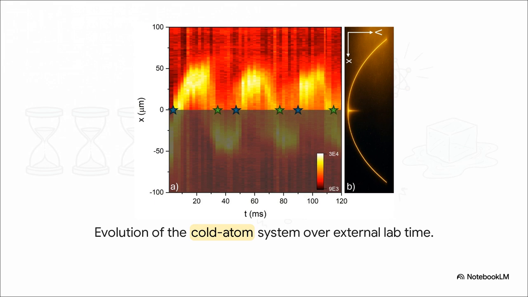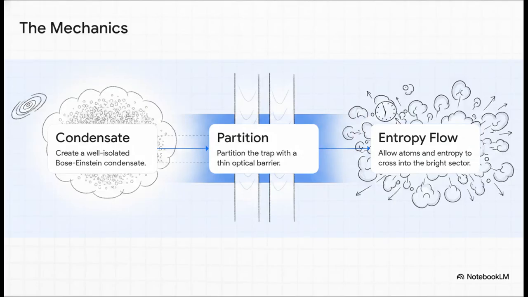And what you're seeing here brilliantly illustrates that mini-universe. These are experimental absorption images. The researchers used optical dipole potentials, essentially strategically intersecting lasers, to create a conservative harmonic trap. Notice how they partition this trap right down the middle with a thin optical barrier. That divides it into an observed bright sector on top and an unobserved dark sector on the bottom. When atoms cross that barrier and populate the bright sector, that's marked by those blue stars, an analog Big Bang. And when the bright sector contracts and collapses back into the dark sector, marked by the green stars, well, that's an analog Big Crunch.